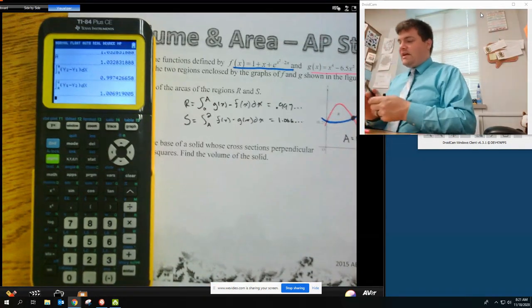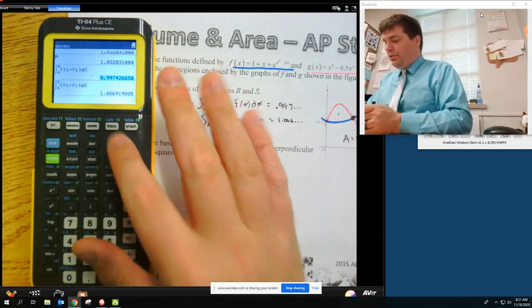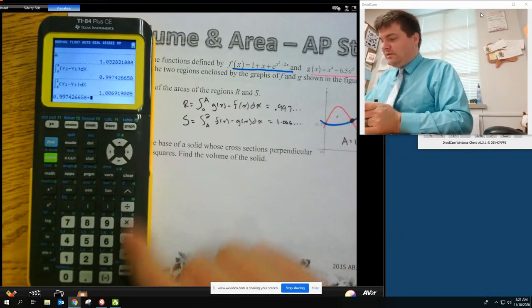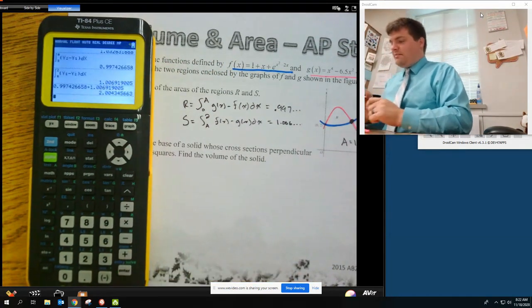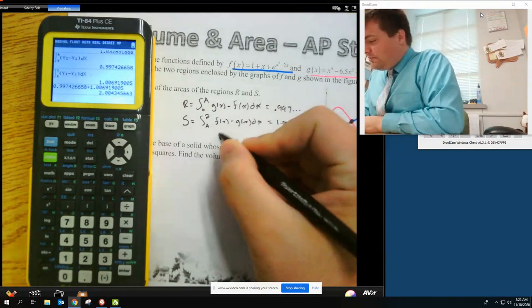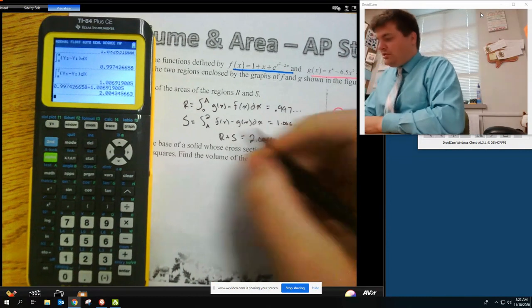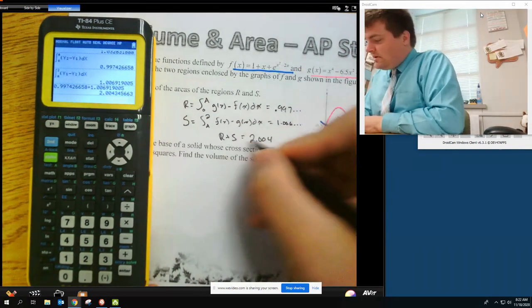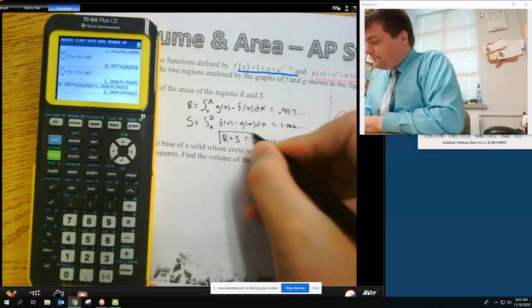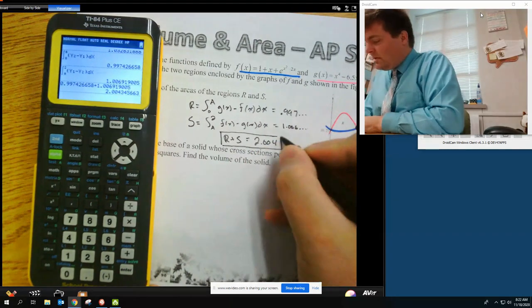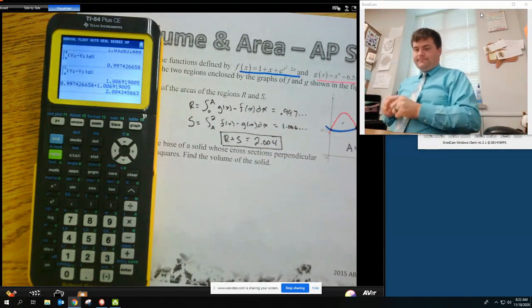Okay? Add these two up. I'm just going to go in my calculator and pull them up. So that plus, I can go up, pull it up again, plus that, boom. So R plus S is equal to 2.004. Make sure you round it to the nearest thousandths. And there you go. So that is part A.